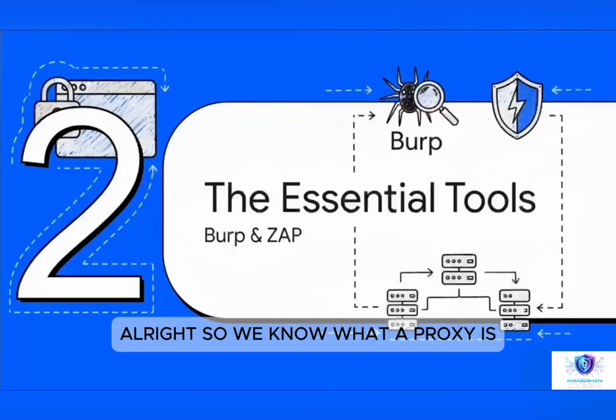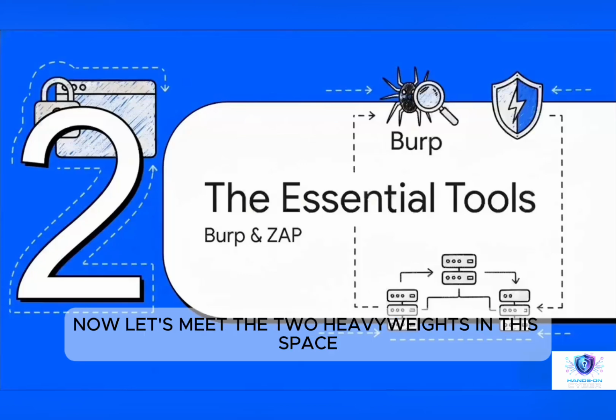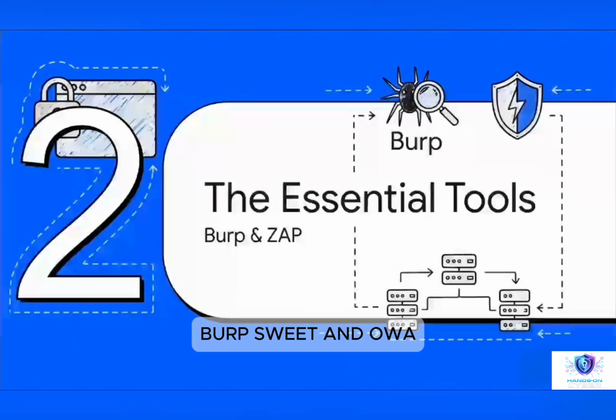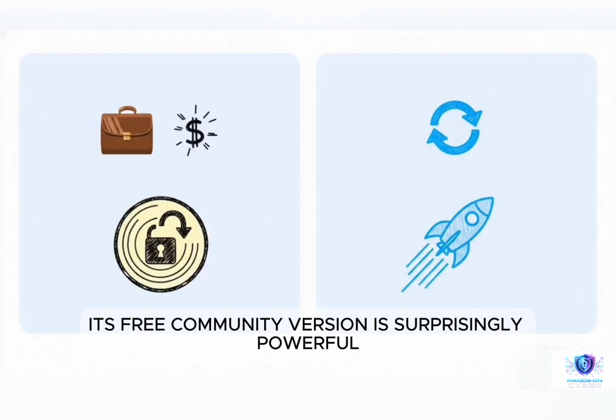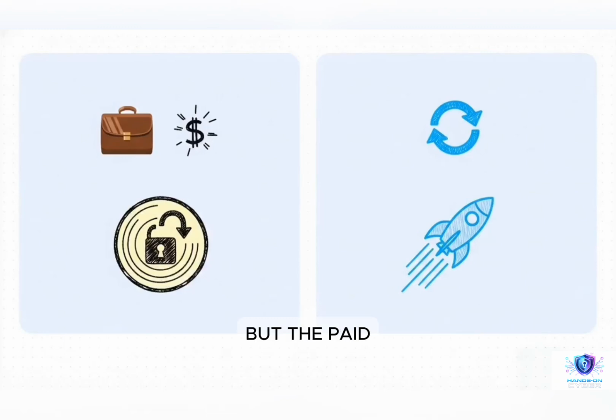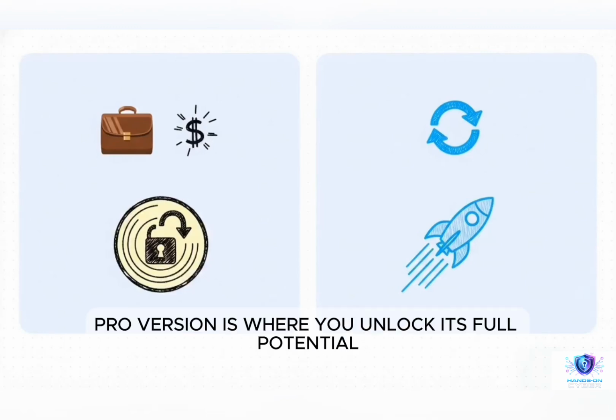All right, so we know what a proxy is. Now let's meet the two heavyweights in this space, Burp Suite and OWASP ZAP. First up, you've got Burp Suite. This is the big commercial player, the one you'll see everywhere. Its free community version is surprisingly powerful, but the paid pro version is where you unlock its full potential.